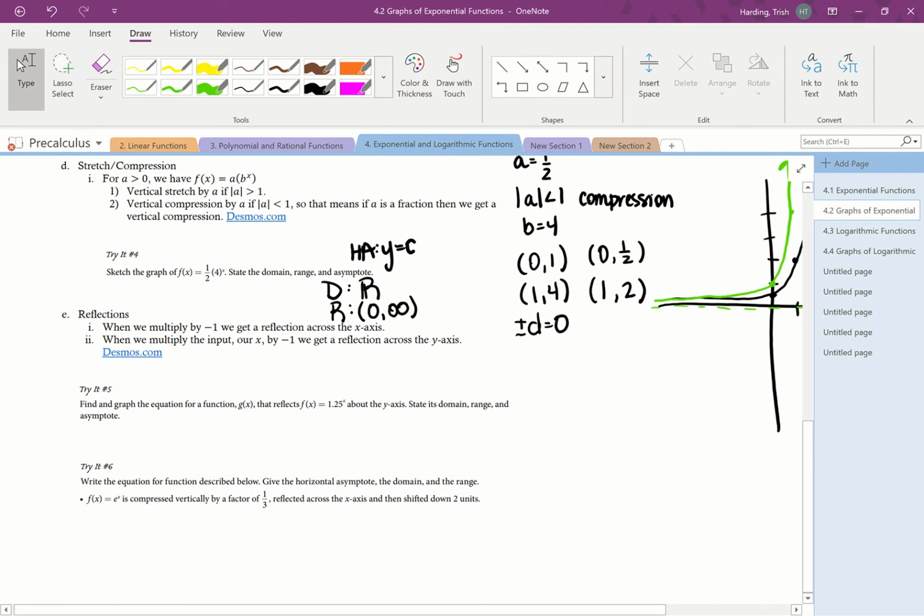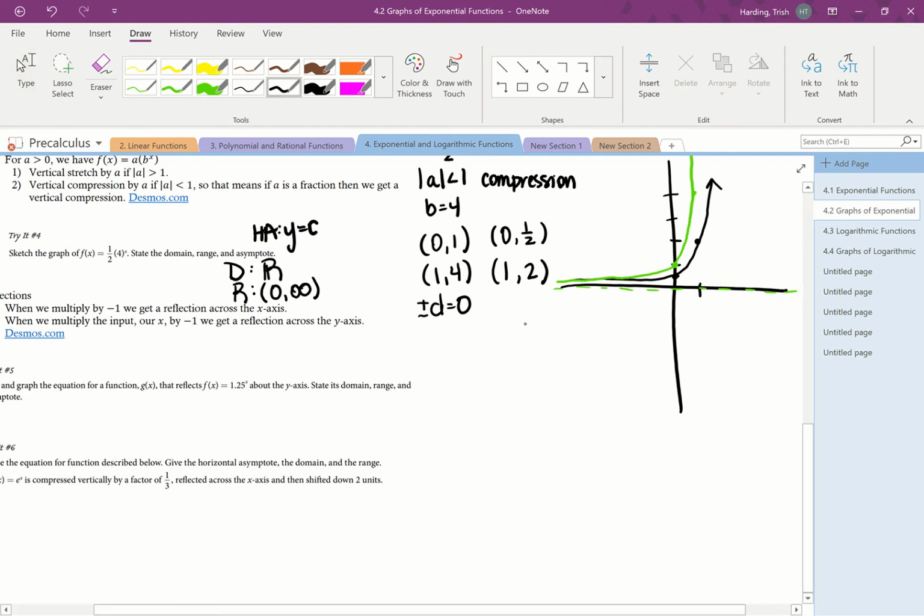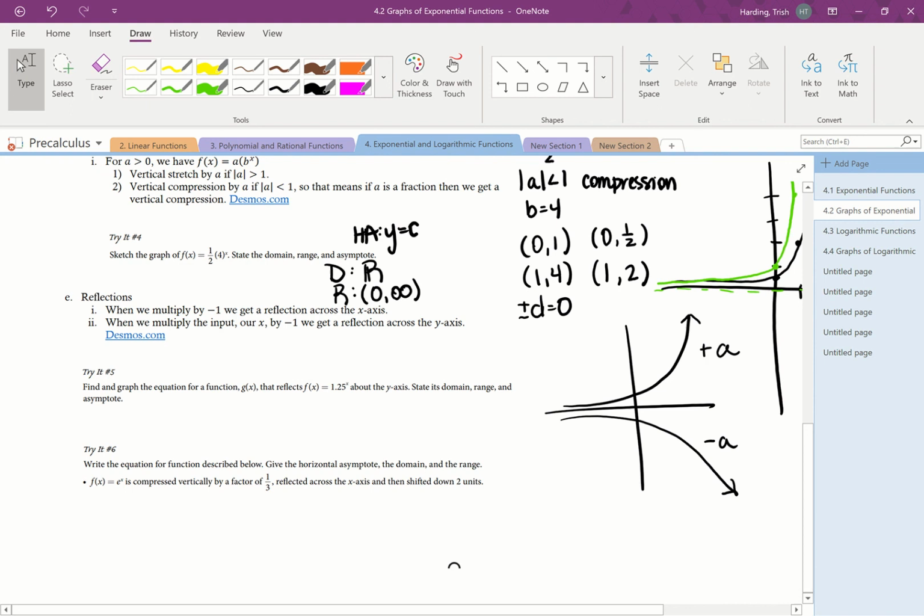Now reflections. Reflections occur when our a is negative. So when we have a negative in front of our a, that flips it across the x-axis. So if we originally had something like this with a positive a, we're now going to have something like this with a negative a. You can certainly explore that in Desmos. I recommend you do that.